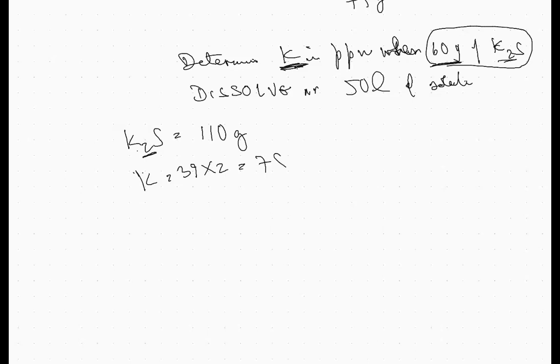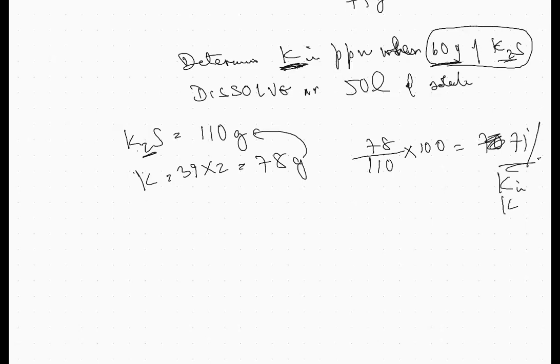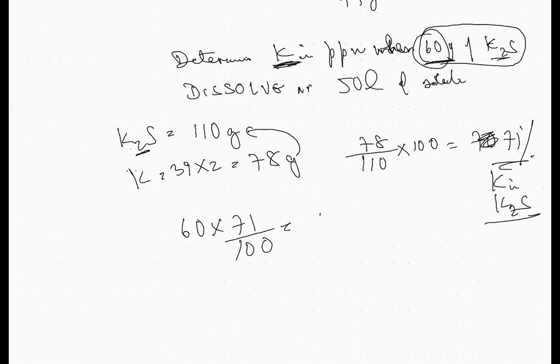Remember we did percentages? It's better to have the percentage. So 78 was in 110, but if it were 100, I would have roughly 71% of potassium in K2S. Then in 60 grams, it should be 71%. So 60 times 71%, I will get 42.6 grams of potassium.